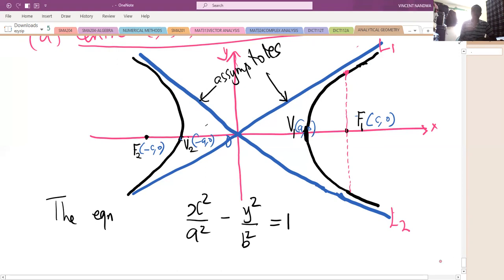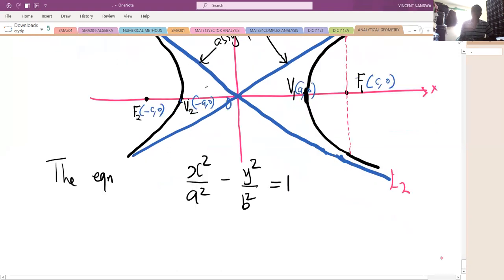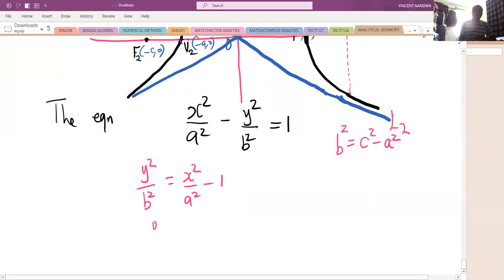So around this point here, let's make y the subject. Remember, this is the equation, and b squared is always given by c squared minus a squared. So from this one, y squared over b squared is given by x squared over a squared minus 1. Just take this to the right and this to the left. So y squared over b squared equals x squared minus a squared over a squared.